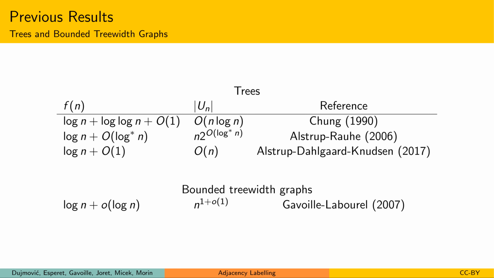Nearly optimal adjacency labeling schemes and universal graphs for trees and forests have been known since the work of Chung on universal graphs in 1990. Work in this area has recently culminated in the result of Alstrup, Dalgaard, and Knudsen, who give a log n plus O(1) bit labeling scheme for the family of forests. This is optimal up to the constant additive term. As part of their work on planar graphs, Gavoille and Labourel showed that the class of bounded treewidth graphs have near optimal labeling schemes.